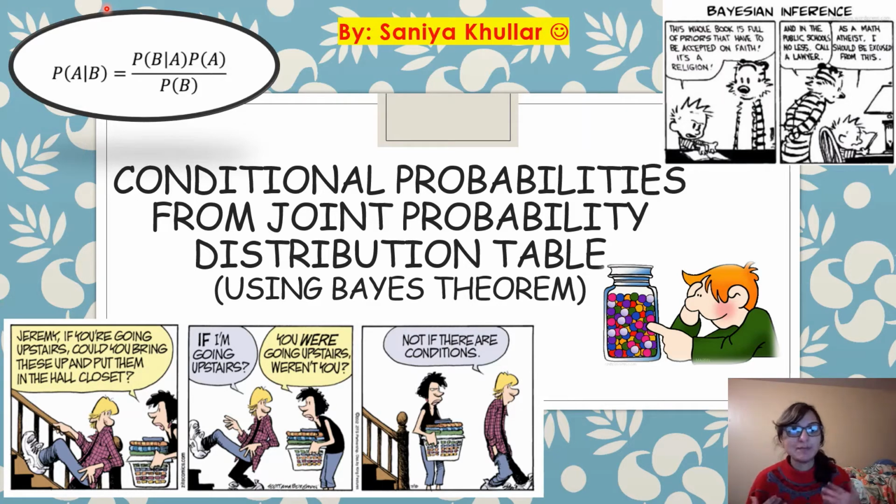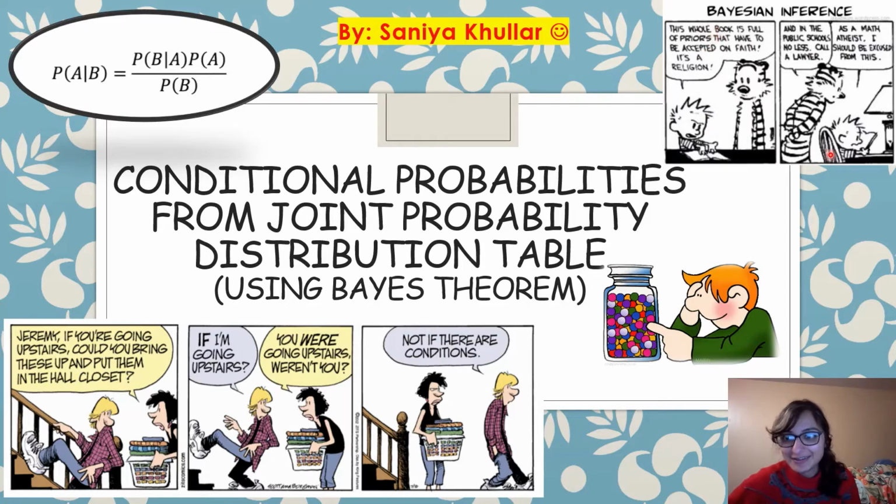from a joint probability distribution table. So this will involve using Bayes theorem, which is like this. An example: probability of A given B is equal to probability of B given A multiplied by the probability of A divided by the probability of B. So we're going to talk more about that, but how do you go from a joint probability distribution table to conditional probabilities? That's what we will talk about.